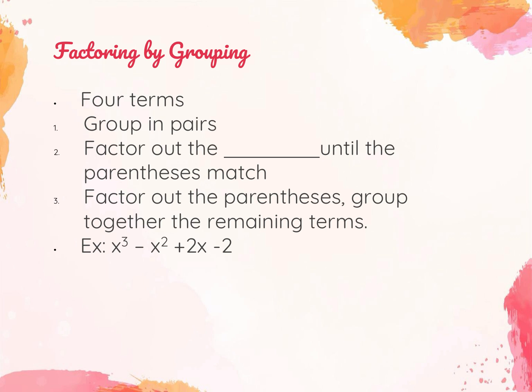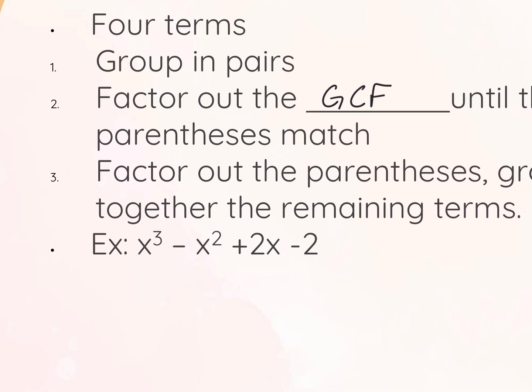All right, so factoring by grouping, you need 4 terms. We group in pairs. Now, we always factor out the GCF until the parentheses match, and then you factor out whatever is left over in the parentheses, and then you group together the GCFs that we took out. Looking at this as an example, x to the third minus x squared plus 2x minus 2. We're going to group in pairs. So I'm going to group the first 2, and then group the second 2.